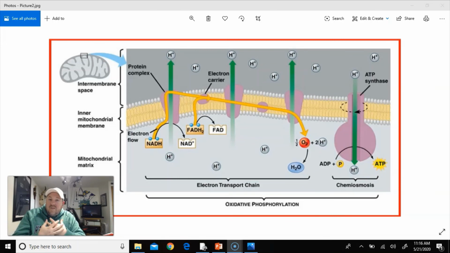So that's really all we have left to talk about this chapter, is fermentation and how important that is. For us, it's kind of like a backup system to get more energy as we need it when oxygen isn't quite enough to meet our energy demands. But for some organisms out there, fermentation is all they need to live.